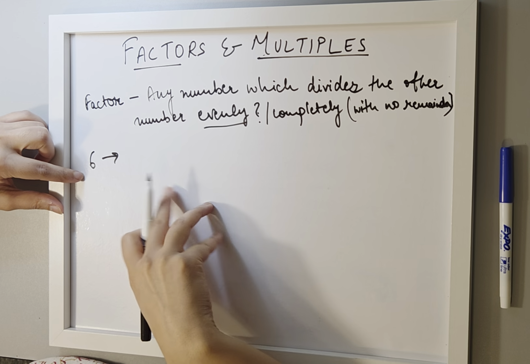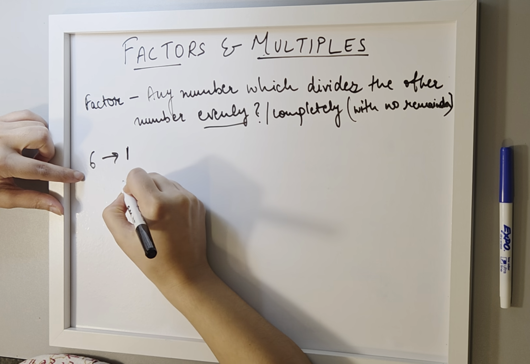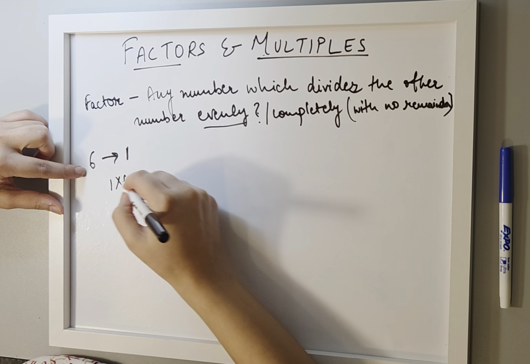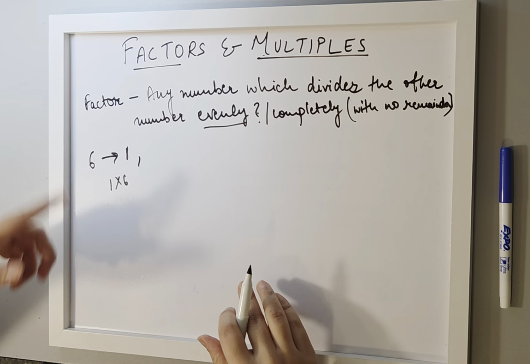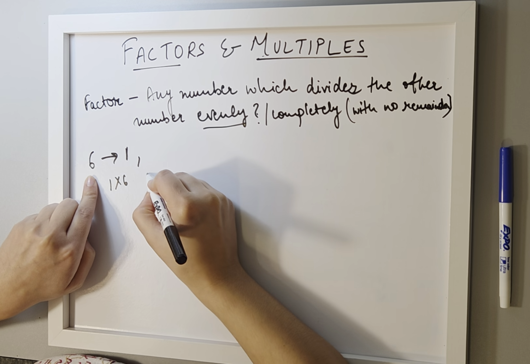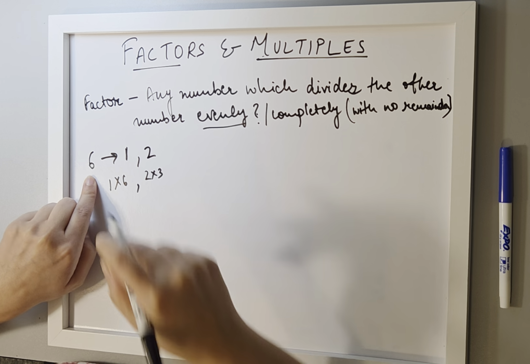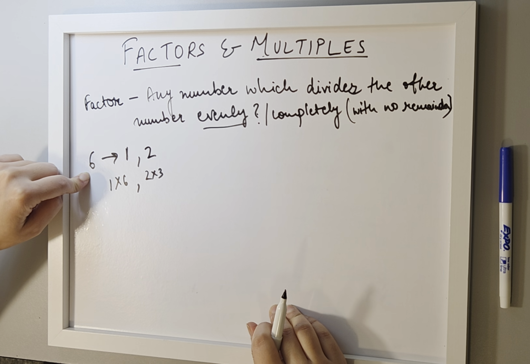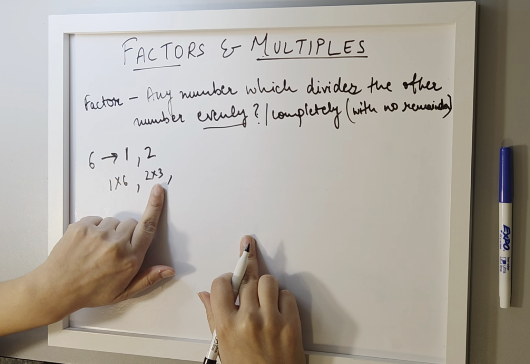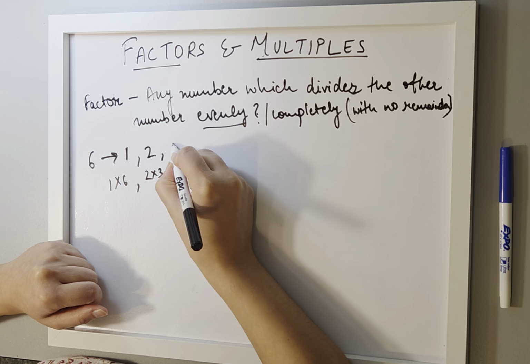Okay, so 6, let's start with the first number, 1. 1 divides all the numbers, because 1 into 6 is 6. Then let's see 2. Does 6 come in the table of 2? Yes, it does. 2 into 3 is 6. So 2 is also a factor of 6. Then 3, 3 into 2 will also be 6.